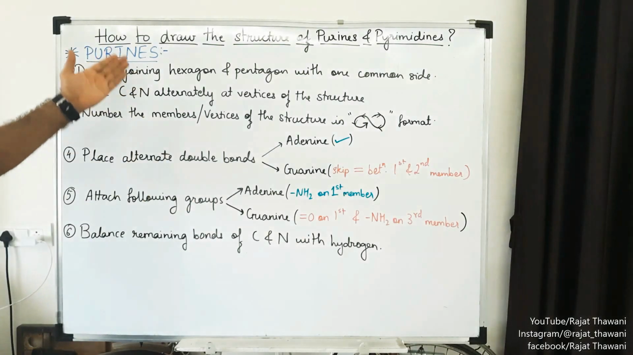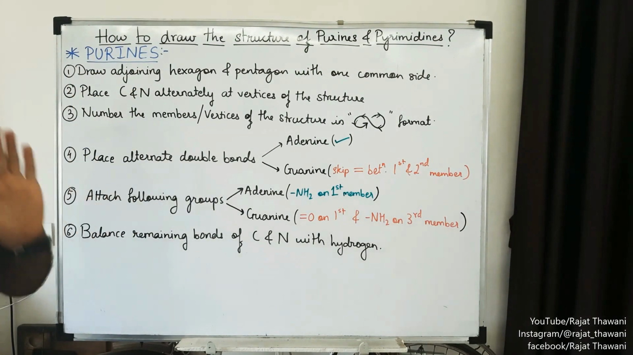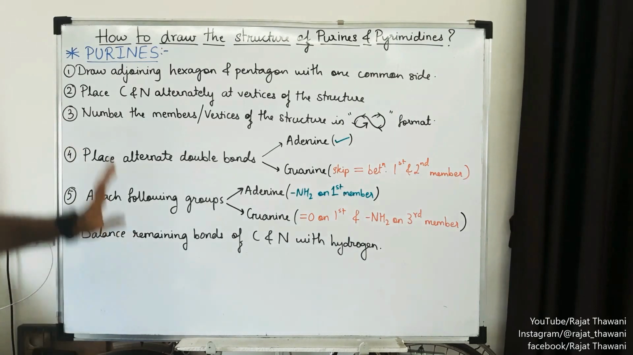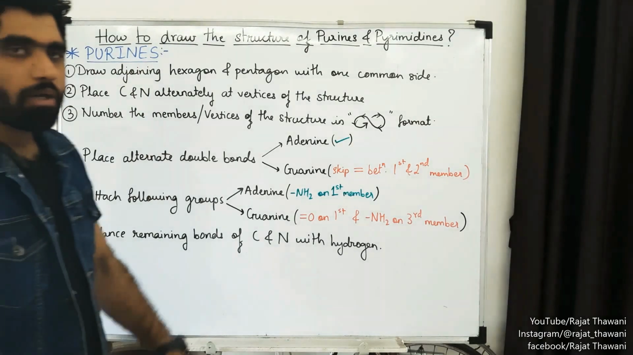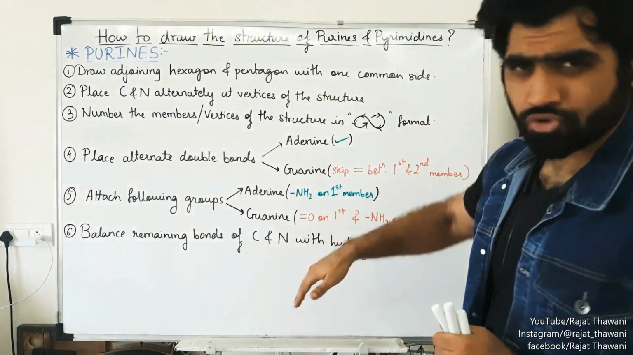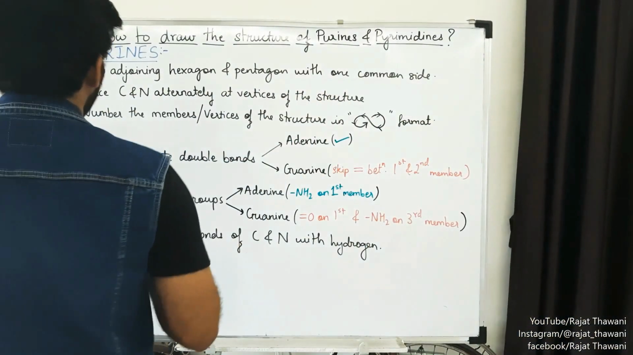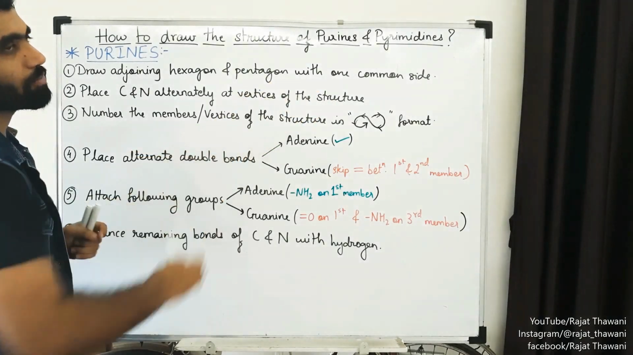So I have written some basic points. You can see only 6 steps are there. In 6 steps we'll discuss the complete structure, and at the end we'll be able to draw the structure of both the purines, adenine as well as guanine. So let's start. The first point is: draw an adjoining hexagon and pentagon with one common side.